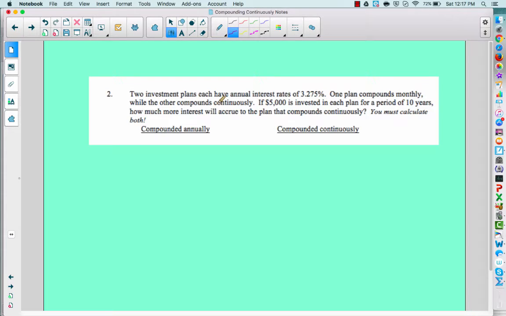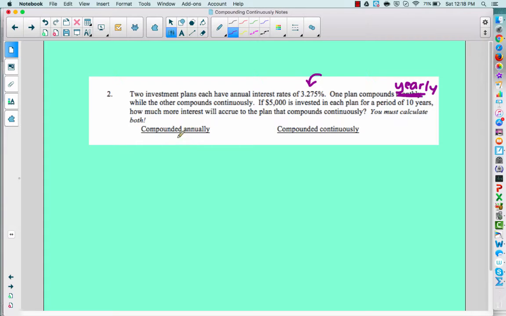We have 2 investment plans, so we're going to compare now. 2 investment plans, each have annual interest rates of 3.275%. One plan compounds, we're going to change the monthly to yearly, while the other compounds continuously. So yearly means annually. If $5,000 is invested in each plan for a period of 10 years, how much interest will accrue to the plan that compounds continuously?